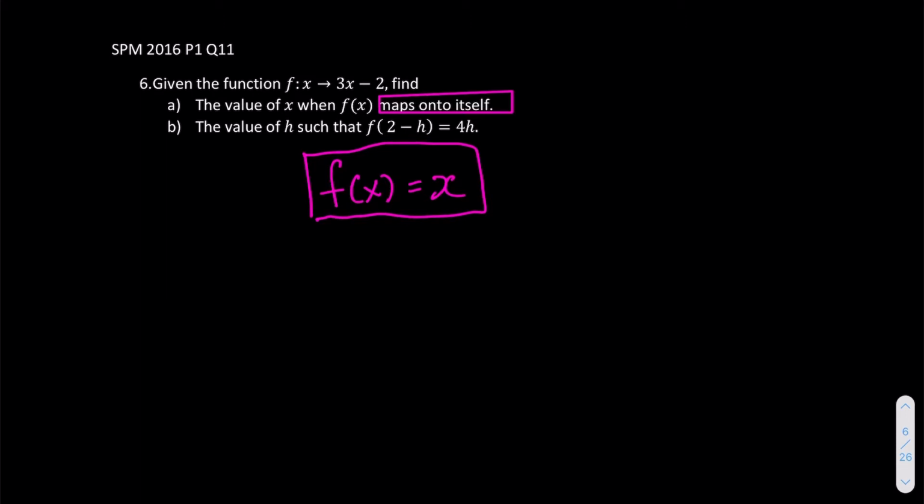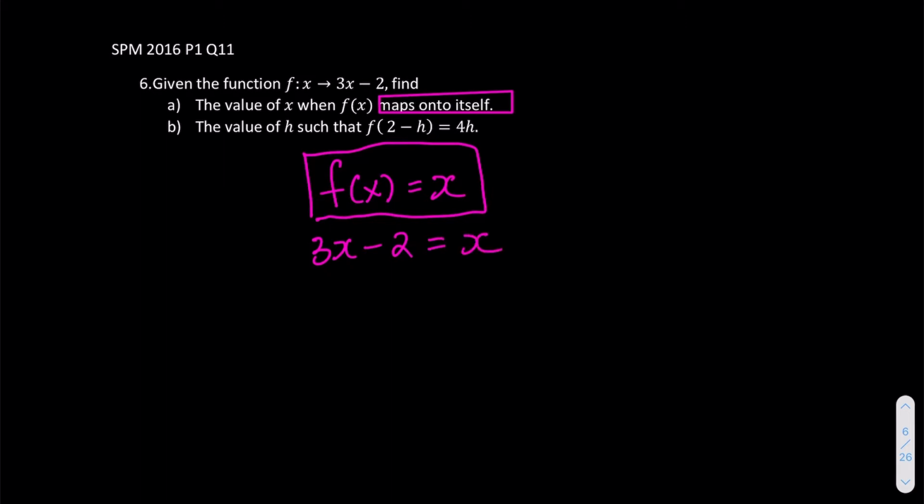So remember, when I say map onto itself, it means that whatever you put into the machine, it will give it back to you. So we try. What is f of x? We know our f of x is 3x minus 2. And this thing must be equivalent to x.